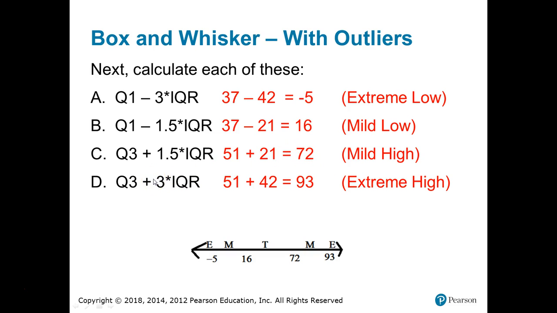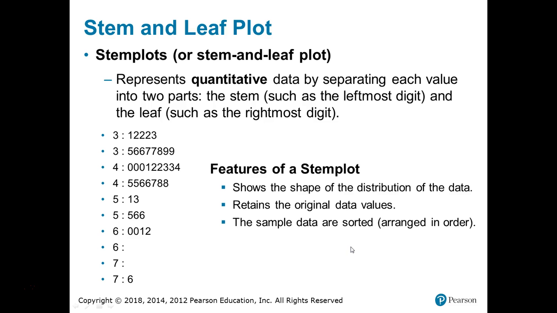And then finally, an extreme outlier on the upper end would be Q3 plus 3 times your IQR. 3 times 14 is 42. 51 plus 42 is 93, which would give you an extreme value. So anything between 72 and 93 is mild on the high end. Anything 93 or greater would be extreme.